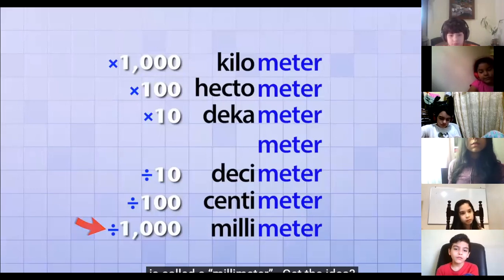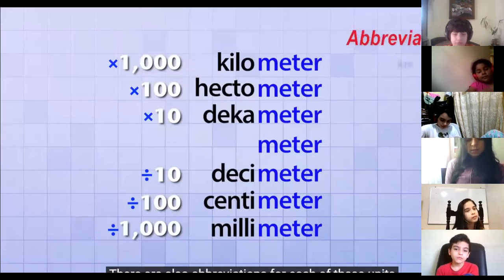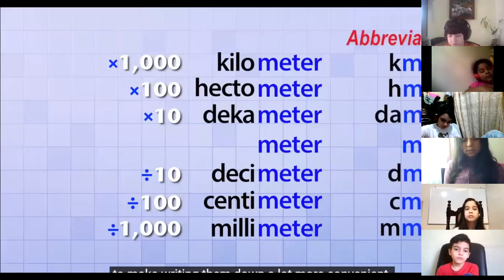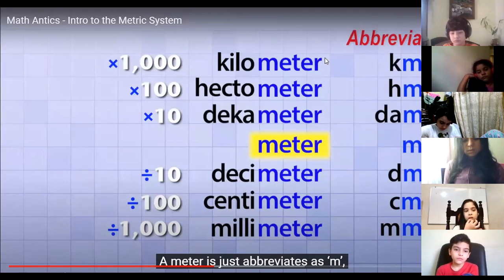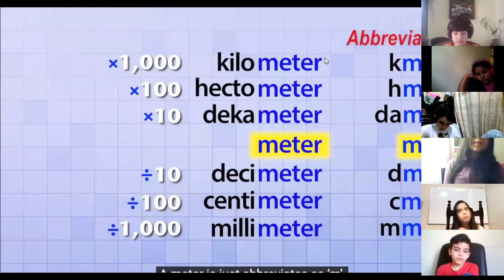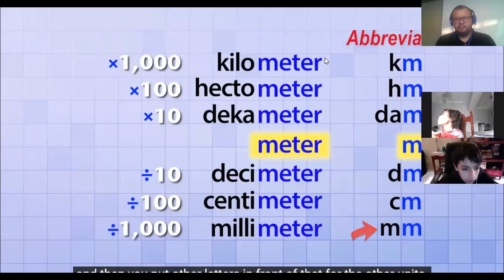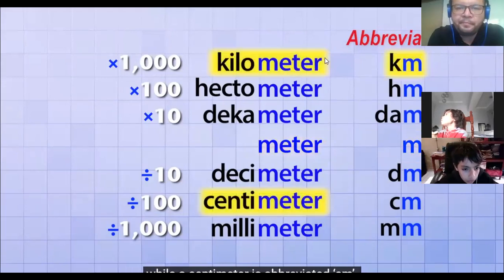Get the idea? There are also abbreviations for each of these units to make writing them down a lot more convenient. A meter is just abbreviated as M, and then you put other letters in front of that for the other units. For example, a kilometer is abbreviated KM, while a centimeter is abbreviated CM.